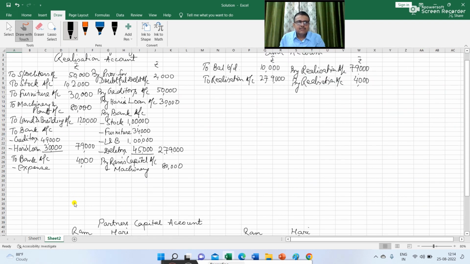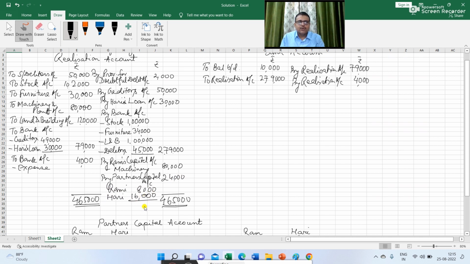So here we are having a loss on realization account. So total of debit side is rupees 4,65,000. And the amount of loss is 24,000. So this loss will be transferred to partners capital account. So here I am writing by partners capital account 24,000, and the loss of 24,000 will be distributed between Ram and Hari in 1:2. So Ram will bear a loss of rupees 8,000 and Hari will bear a loss of 16,000.